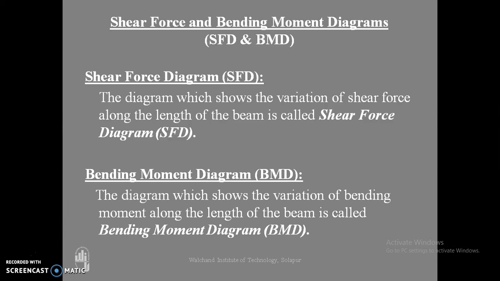Now with these values we can construct the diagrams. So we have basically two diagrams called shear force diagram and bending moment diagram. The diagram which shows the variation of shear force along the length of the beam is called the shear force diagram. Just now we have seen the shear force at a typical section. If this shear force is represented graphically along all the sections in the beam, then we call that diagram the shear force diagram. In the same way, the diagram which shows the variation of bending moment along the length of the beam is called the bending moment diagram.